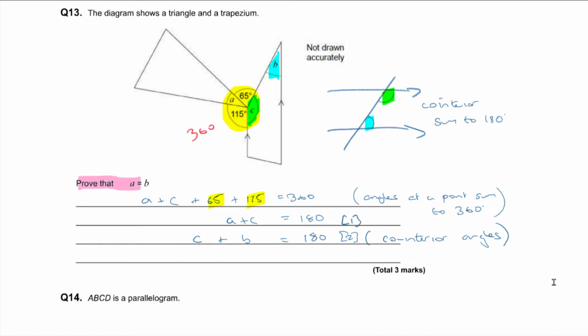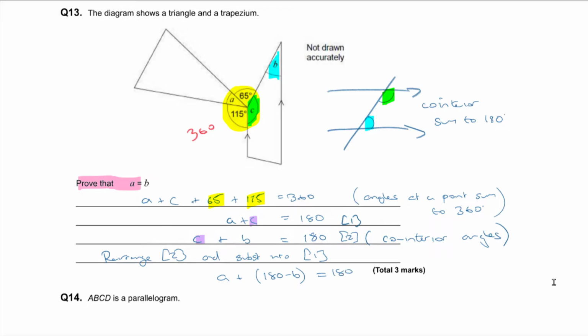So I want to get an equation in A and B. And can you see that I've got C in both of these? So if I rearrange equation 2 to make it in terms of C and then substitute it into equation 1, then I'm going to get A plus C. Well, C is 180 minus B, isn't it? So A plus 180 minus B is equal to 180.